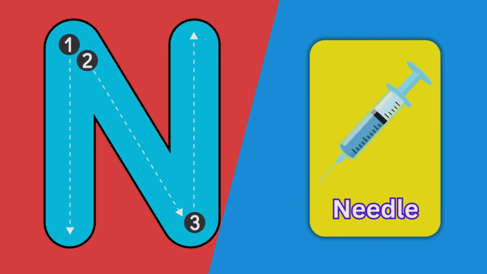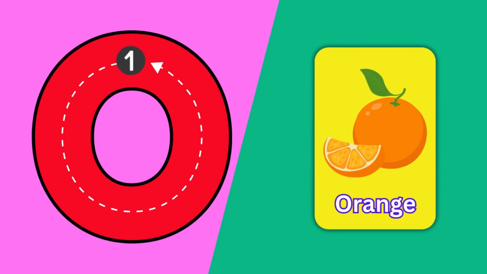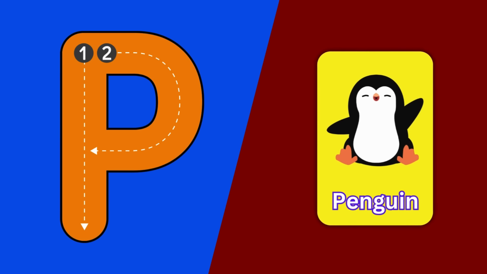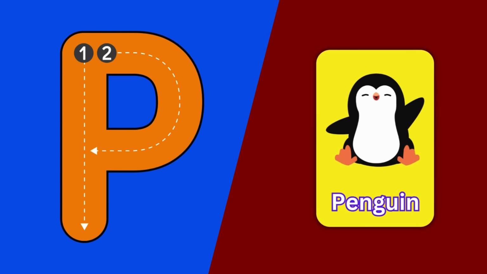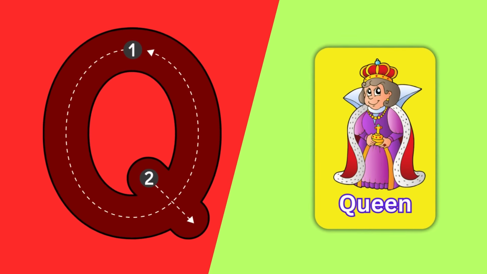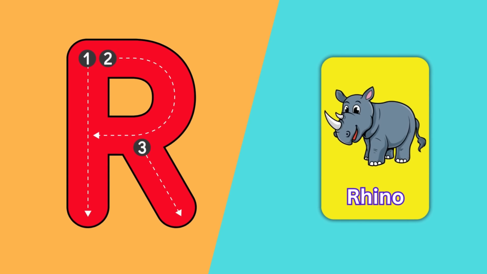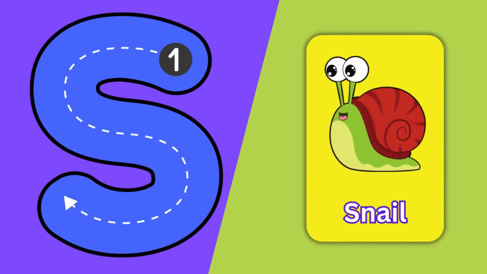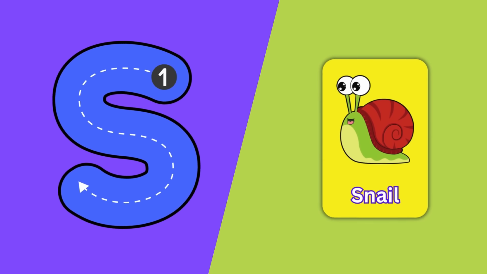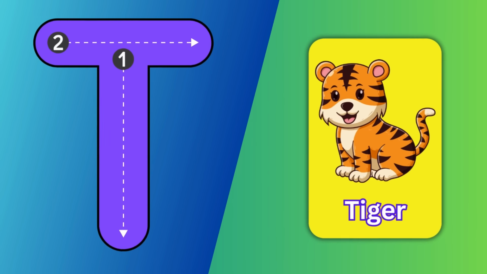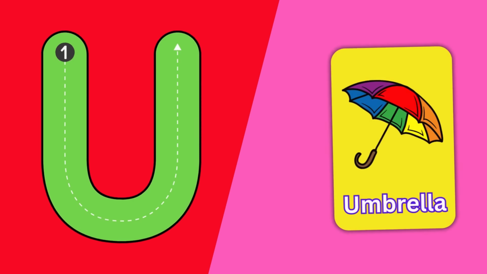O is for orange. P is for penguin. Q is for queen. R is for rhino. S is for snail. T is for tiger. U is for umbrella.